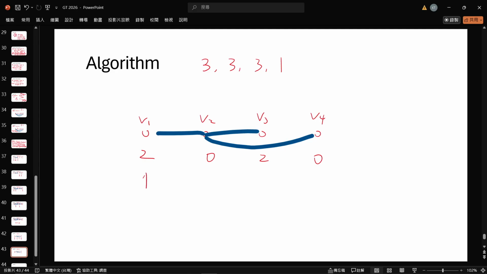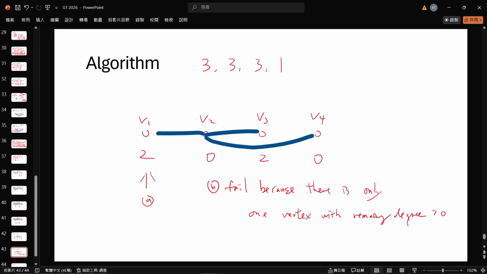Now for round 2, say we choose V1 in step A, okay? So the remaining degree for V1 is 2, which means we have to find 2 vertices in step B. And these 2 vertices must have remaining degree greater than 0. But there's only one such vertex, so you cannot do step B. In other words, step B fails, okay? Therefore, we will output not graphical. Okay.